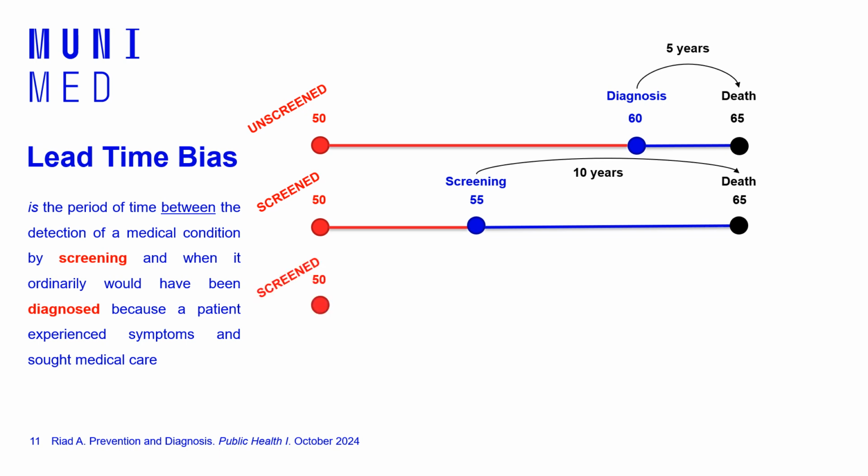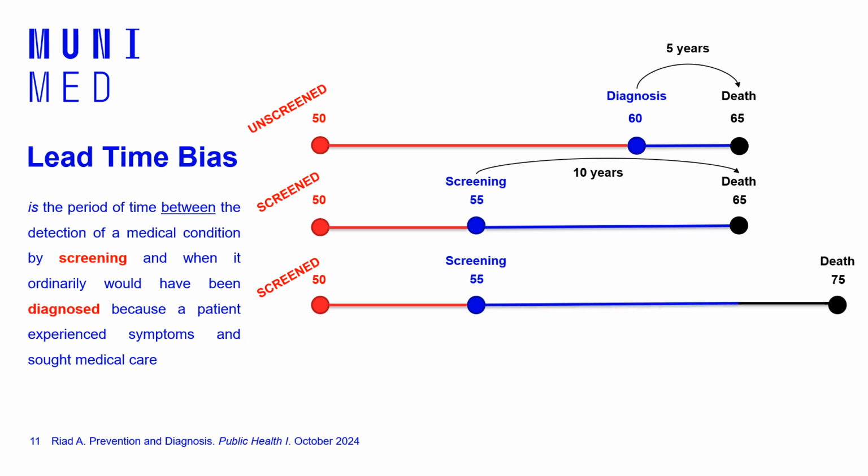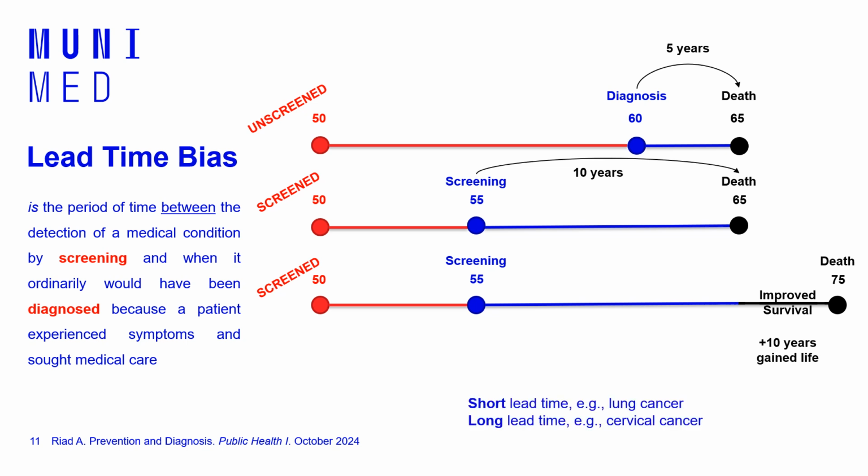But imagine if the patient who got screened also got a successful treatment, or a treatment which was more effective, and in this case he will learn about the disease also at the age of 55, but he will die at the age of 75. So in this case the survival will be 20 years, and in this case also we can say that the additional 10 years that were gained in this human is improved survival, and this improved survival happened because the screening program was associated with effective treatment.